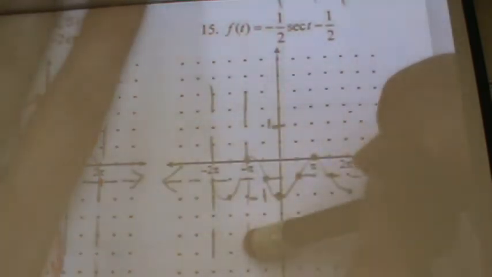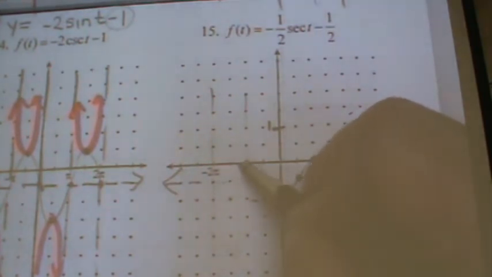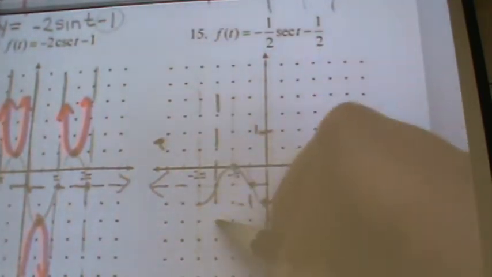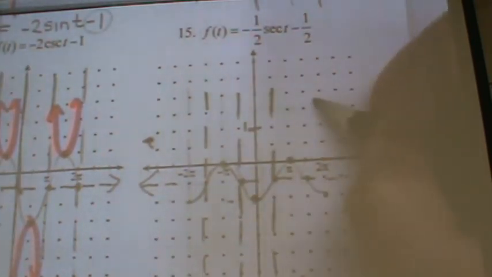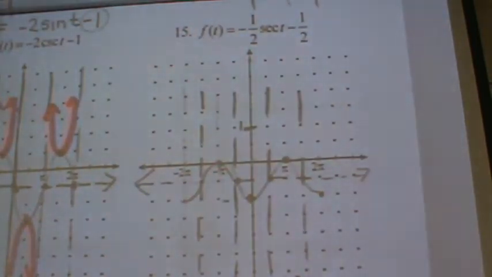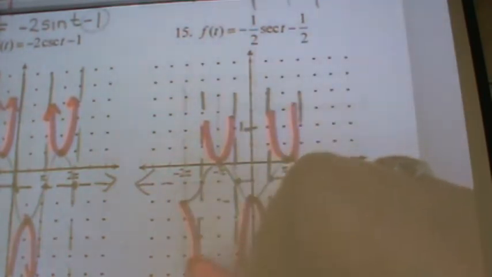Whoops. Fix this. Your asymptote should be at 3π/2. Starting to get dizzy doing these. Okay, so your graph should look like this. Here, here, here, and then these should be half ones.